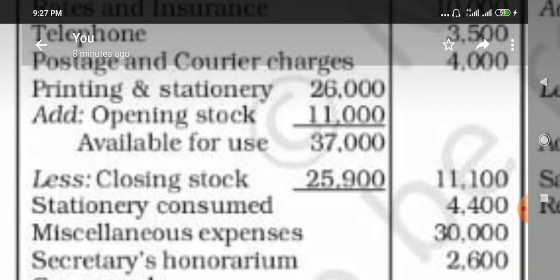Clear? How to calculate this closing stock? First we calculate 30% of 37,000, and 30% of 37,000 is 11,100. It's used. Then for the closing: available 37,000, used 11,100, so the remaining 25,900 is the closing stock. Okay, clear?